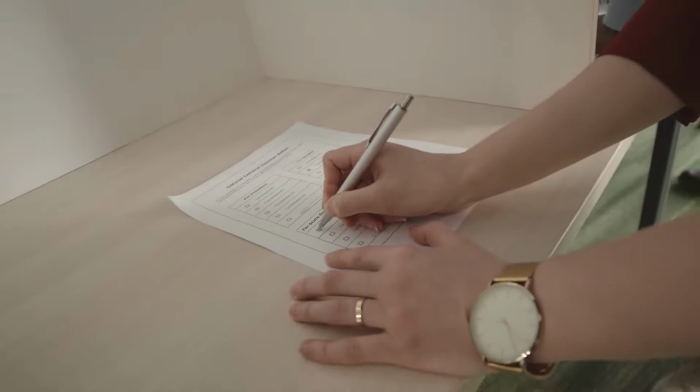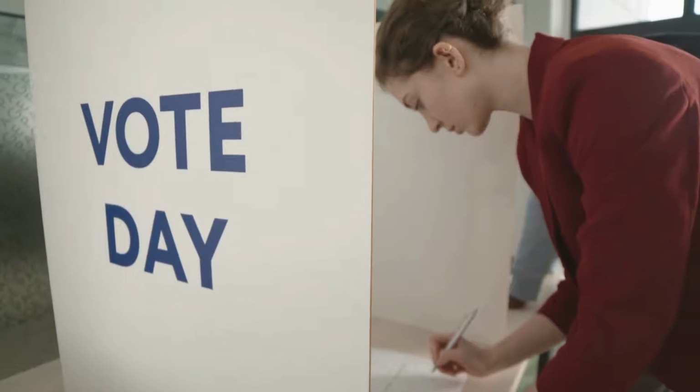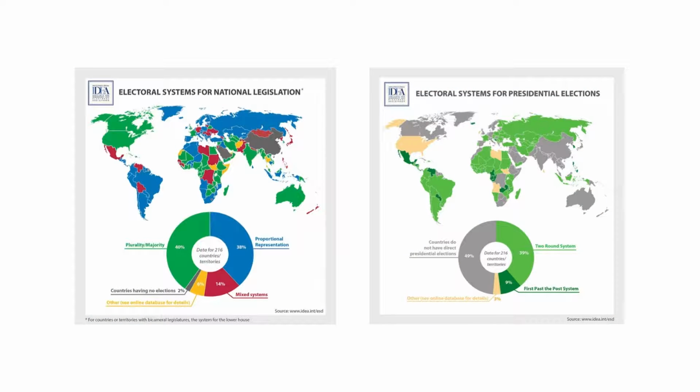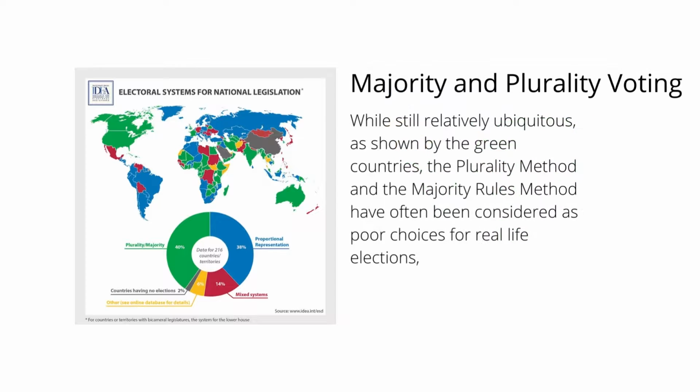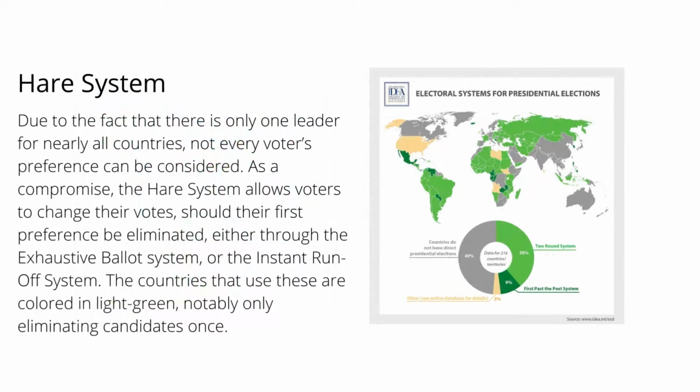While many voting systems exist, only a few are used in elections, but often with large enough modifications that there are more varieties for a single method than there are methods to use overall. Categorized roughly, these are the major voting systems in elections around the world. Majority and plurality voting. While still relatively ubiquitous, as shown by the green countries, the plurality and the majority rules method have often been considered poor choices for real life elections, as they restrict the preferences of the voters to one candidate, and unless an area has an unusually high amount of a single kind of voter, a large minority will be represented by a candidate they did not vote for.